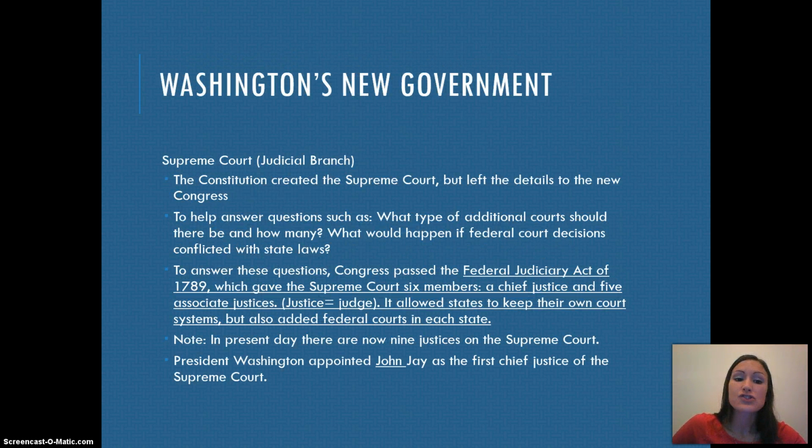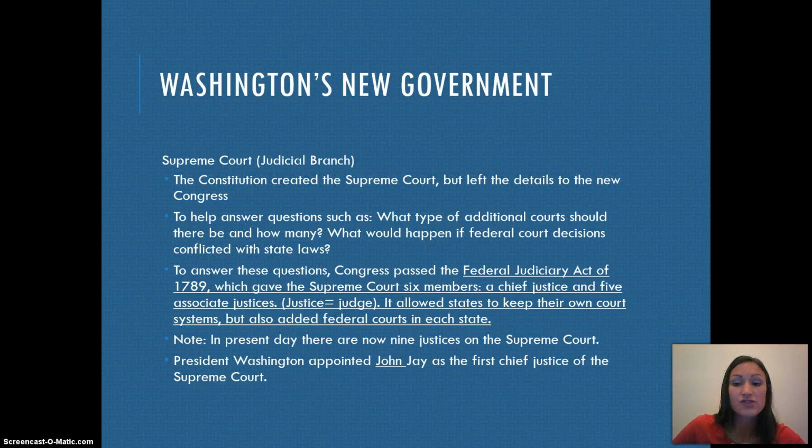Now looking at the judicial branch, the Supreme Court. The Constitution created the Supreme Court, but it left the details to the new Congress. So they had questions like, what type of additional courts should there be and how many? And what if a federal court decision conflicts with a state law? So they decided to pass the Federal Judiciary Act of 1789, which gave the Supreme Court 6 members.